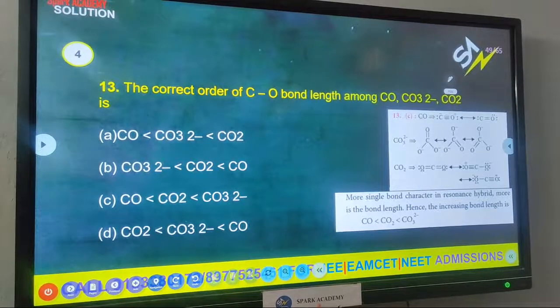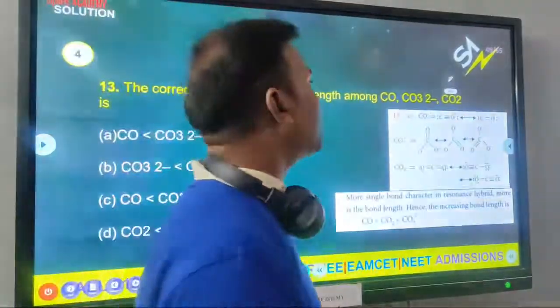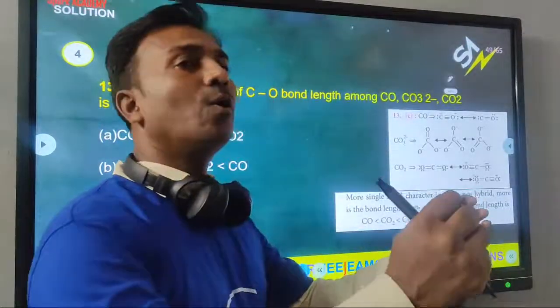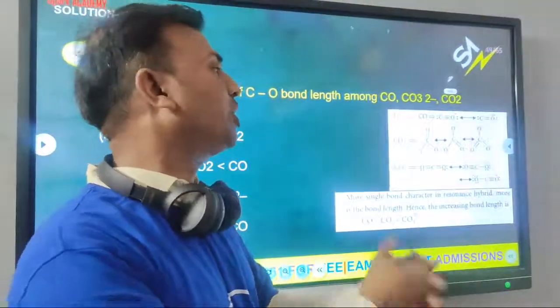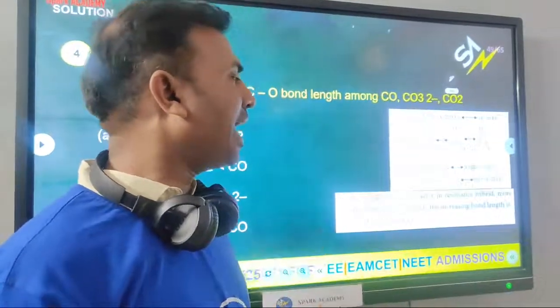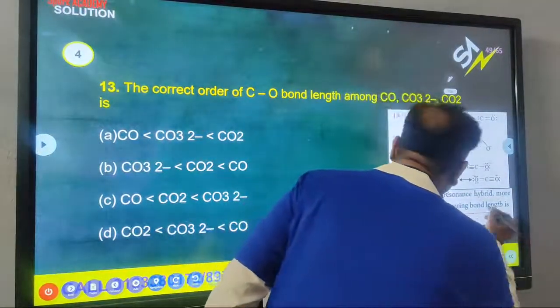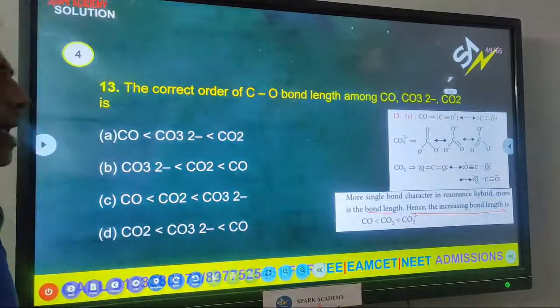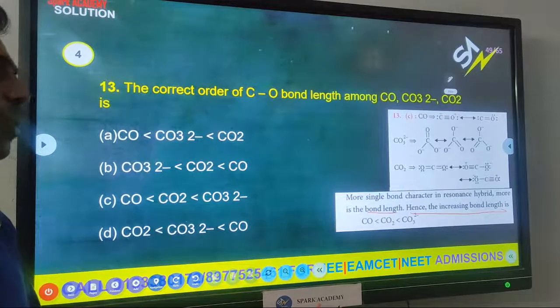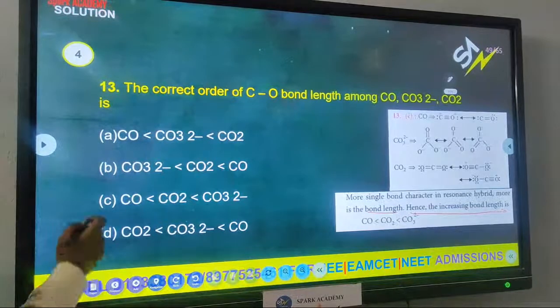Here, the more single bond character in the resonance hybrid, the more is the bond length. So we are indirectly talking about the resonance hybrid. What is the resonance hybrid here? From the three or two resonance structures, that is called the resonance hybrid. Hence the increasing bond length is CO less than CO2, CO2 less than CO3 2 minus. So the answer is C.